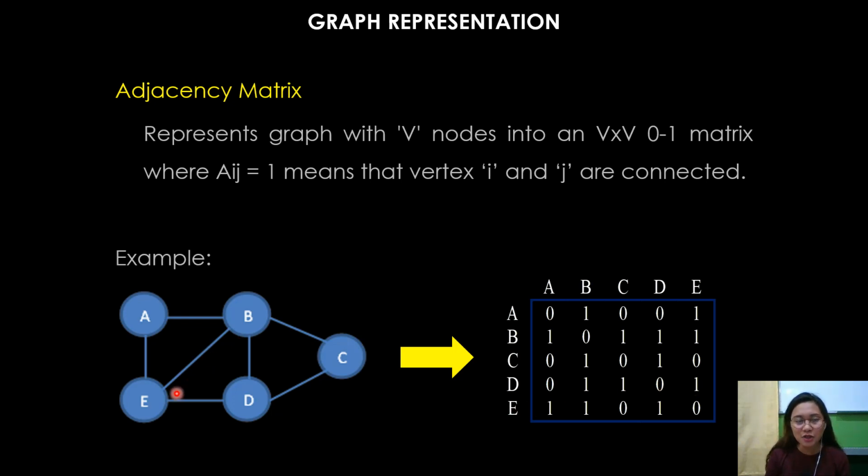And that is E to A, E to B, it has a connection. It's also with E to D, it has a connection. It has no connection only to E to C and the self-loop. So that is what we call the adjacency matrix.